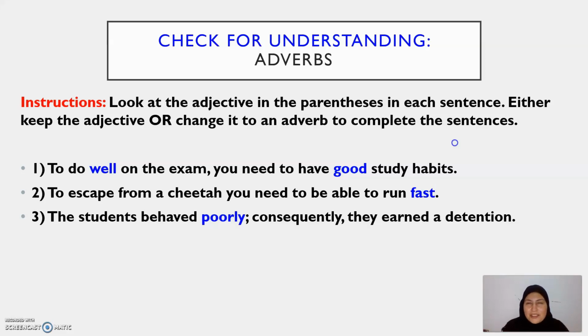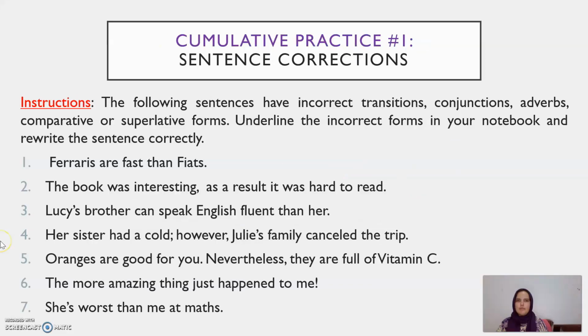It's time for cumulative practice. Now we're going to review everything that we learned today. So look at these 7 sentences. These sentences all have incorrect transitions, conjunctions, adverbs, or comparative and superlative forms.